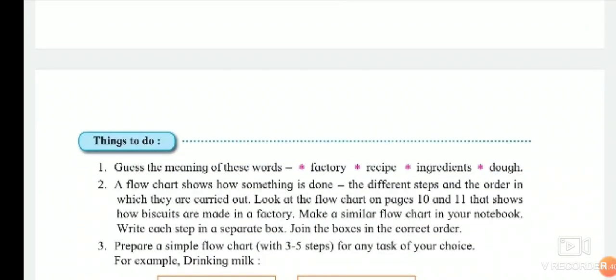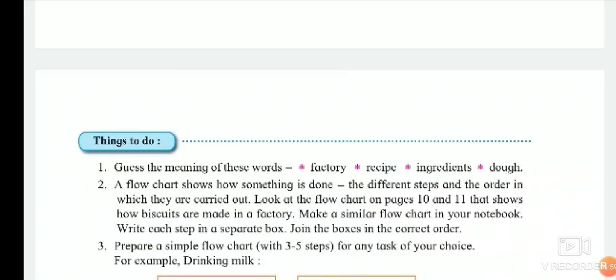Then the exercises came, things to do. First, guess the meaning of this word, factory. Second is recipe. Third is ingredients. And last is dough.